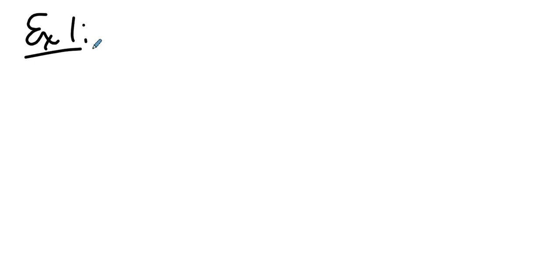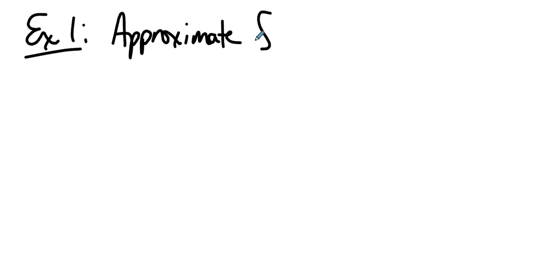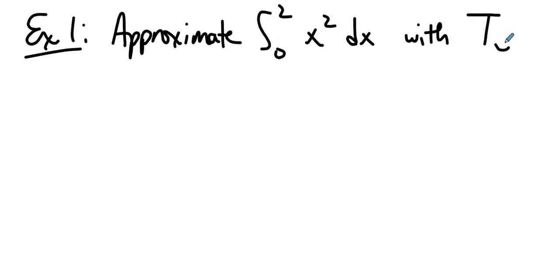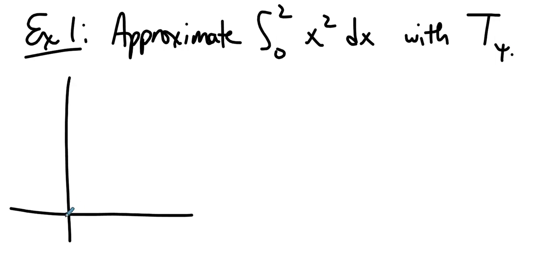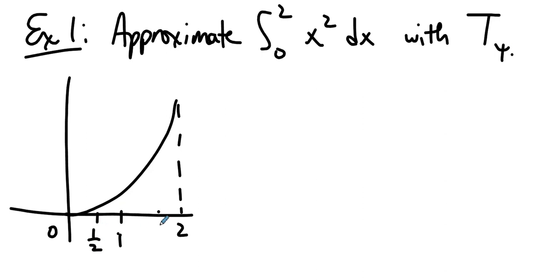For example, approximate the integral from 0 to 2 of x squared dx with a trapezoidal approximation with 4 subintervals. So here's x squared on 0 to 2. We want 4 little subintervals, so we break this up into 4 little subintervals.